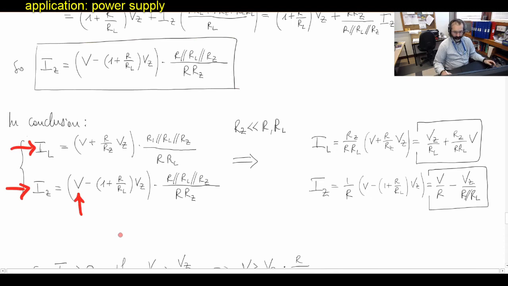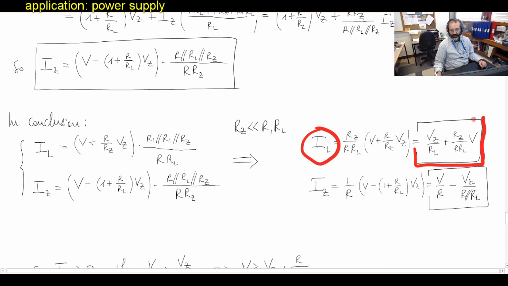which we can actually simplify even further if we work under the realistic assumption that RZ is extremely small, much, much smaller than R in that circuit or RL. So if we assume this, which is obviously very realistic, we can simplify enormously these relationships. So IL becomes simply this quantity here. As you can see, there is a VZ over RL, which is a constant value, plus something multiplied by V. And the same for IZ. IZ is V over R, V is the input, minus a constant.